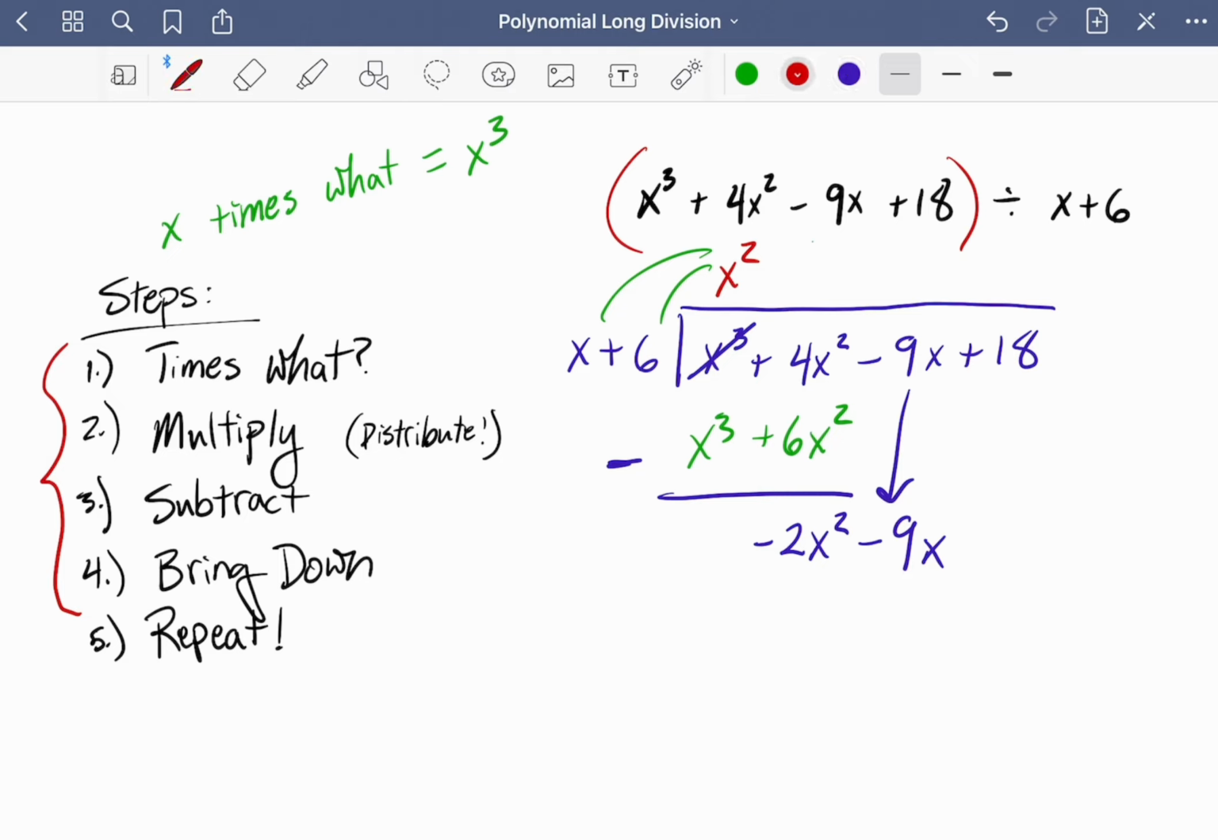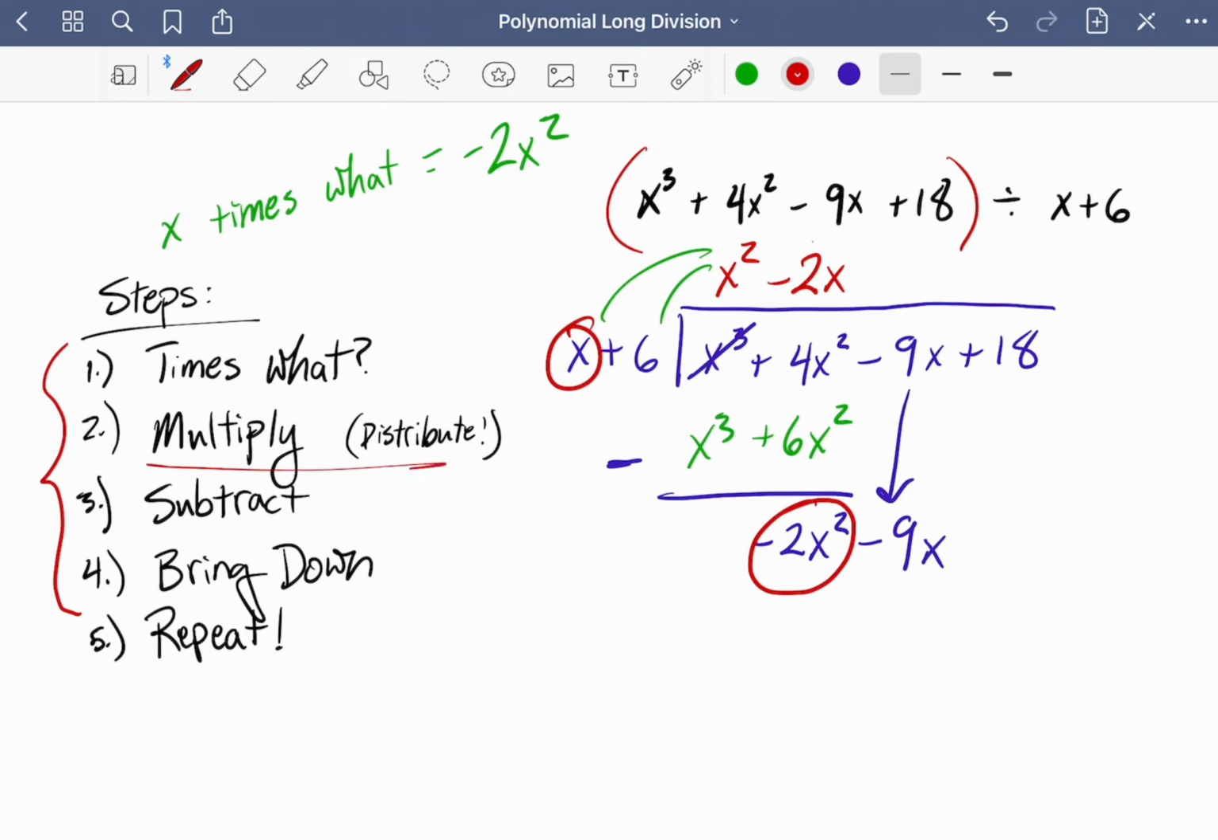We're once again looking at our leading terms. Our leading term up here is still x, but now our leading term is negative 2x squared. So we're still asking x times what, but now it's x times what equals negative 2x squared? Well, x times negative 2x equals negative 2x squared. So we've got that negative 2x. We're going to write that above the bar.